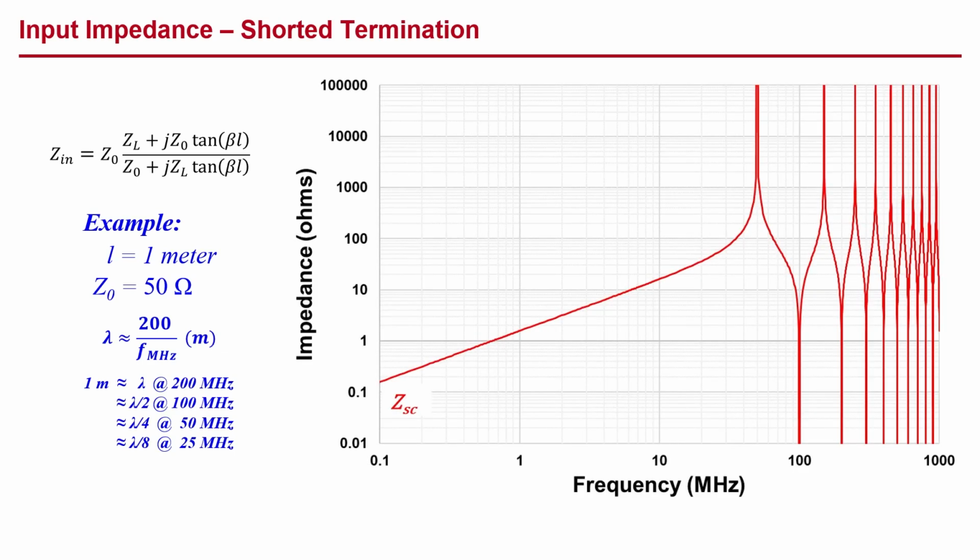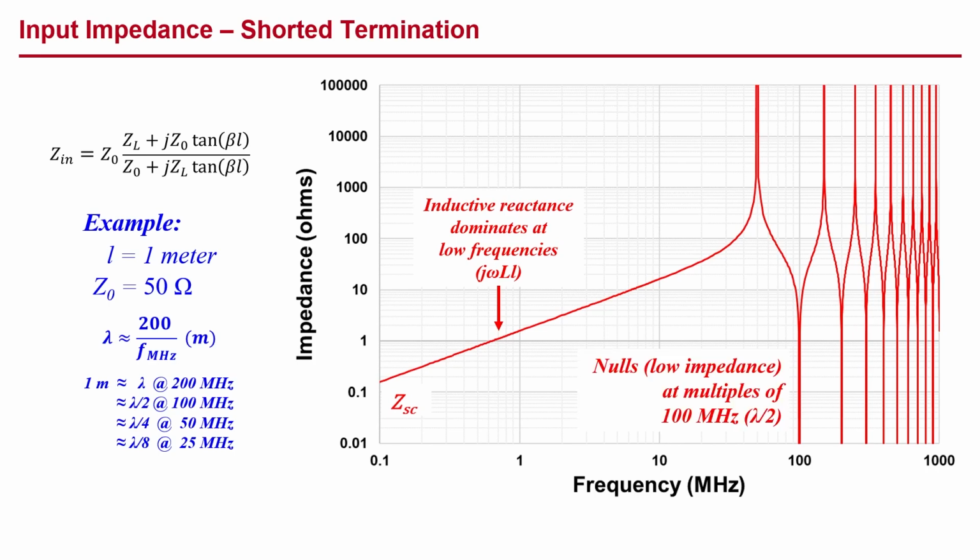Here is a graph of the input impedance of the 1 meter cable for a shorted termination. The inductive reactance dominates at low frequencies. We see nulls for a low impedance at multiples of 100 megahertz, and we see peaks for a high impedance at odd multiples of 50 megahertz, all as expected from the previous discussion.